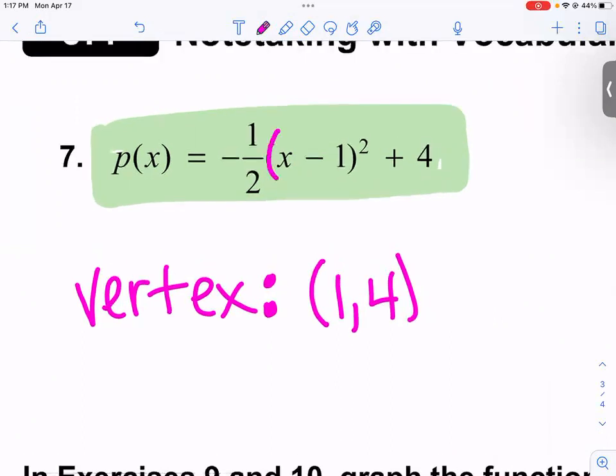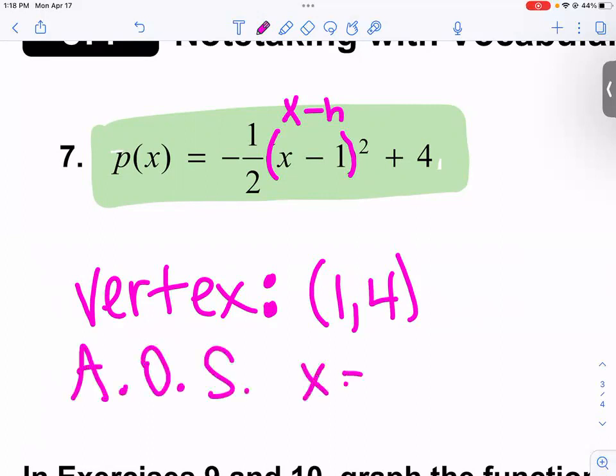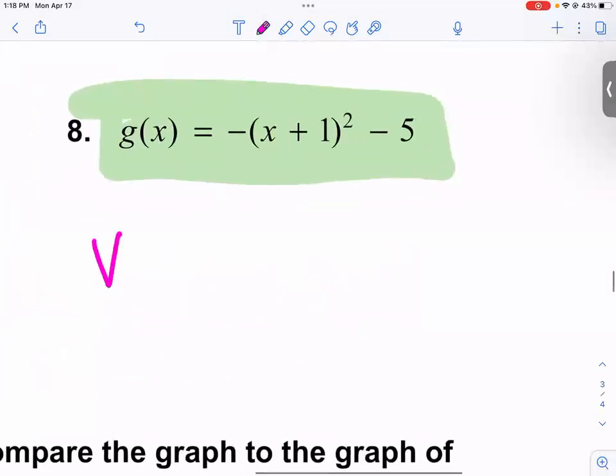So when we are inside the parentheses, remember this is x minus h. So since it's x minus 1, h is just 1. We are moving to the right one. So please make sure your vertex is at x equals 1. Okay. Now our axis of symmetry would be x equals 1. Remember, it's that vertical line that goes to the vertex. Okay. Reagan, what vertex do you have for number 8?